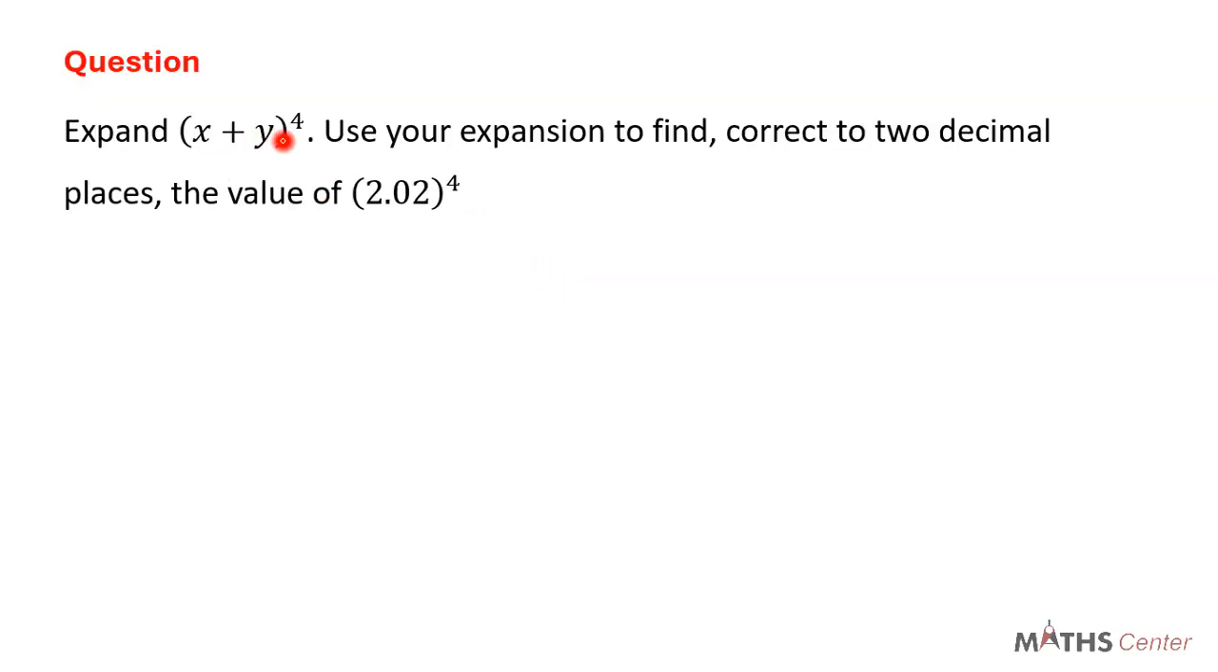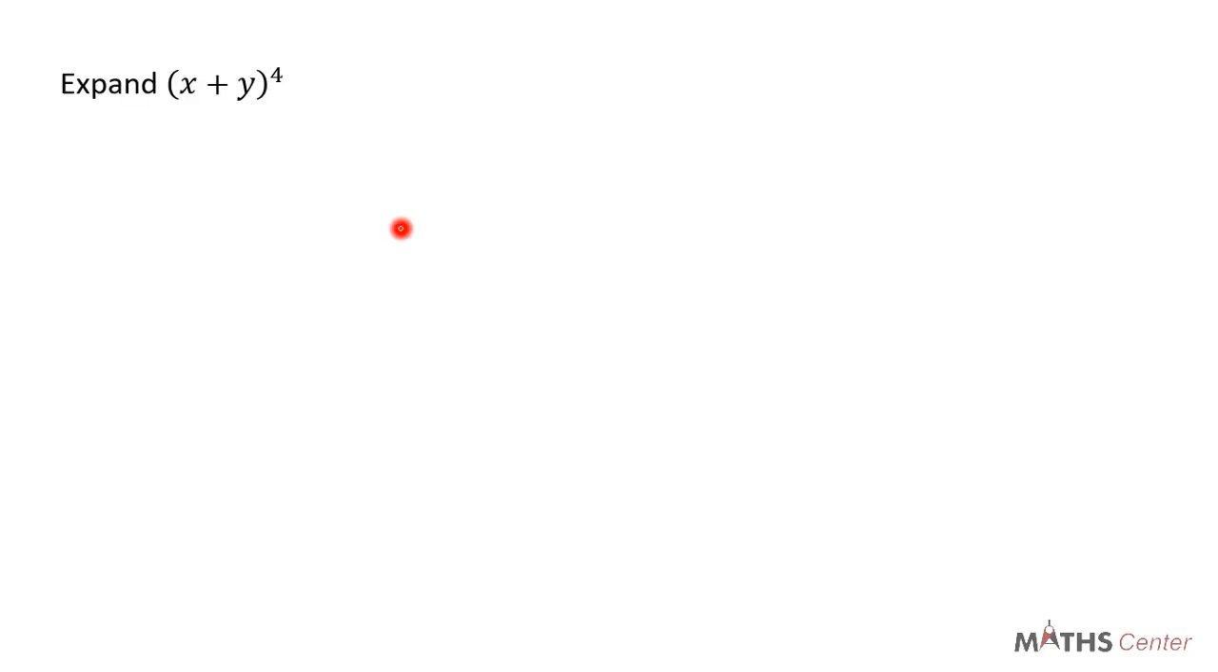Expand x plus y exponent 4. Use your expansion to find, correct to 2 decimal places, the value of 2.02 exponent 4. Our question is in two parts. For the first part, we are going to expand x plus y exponent 4. And for the second part, we will use the expansion to evaluate 2.02 exponent 4. And then we will correct our answer to 2 decimal places. So let's start with the first part.